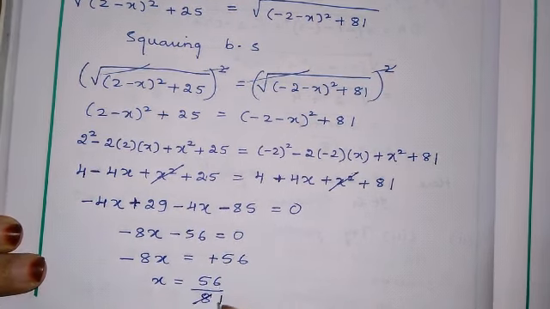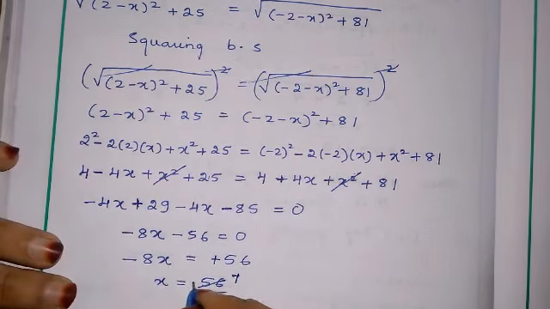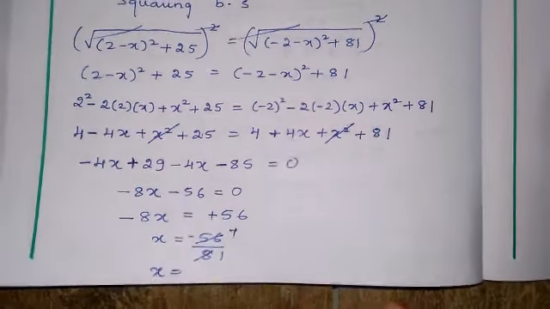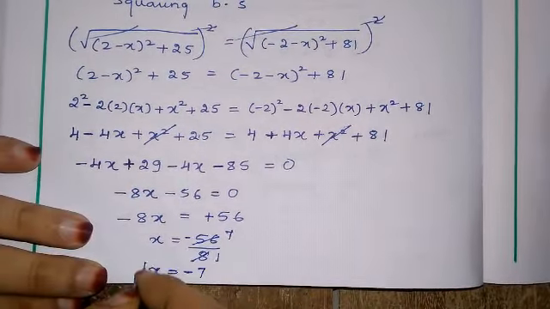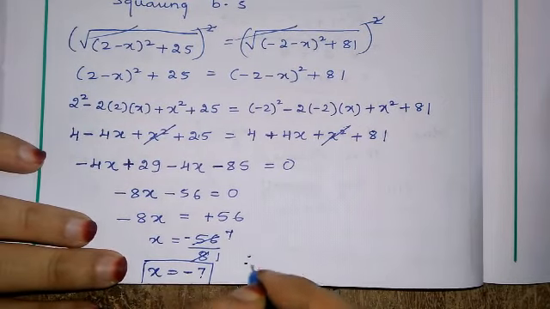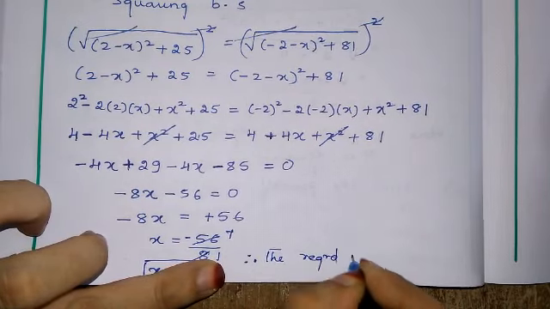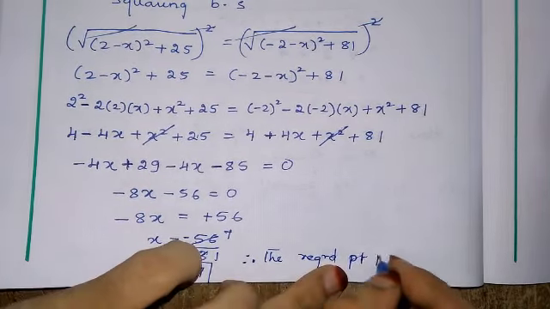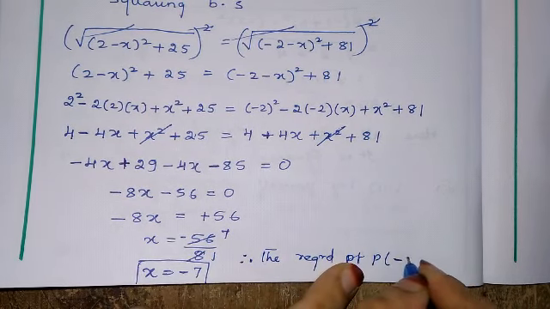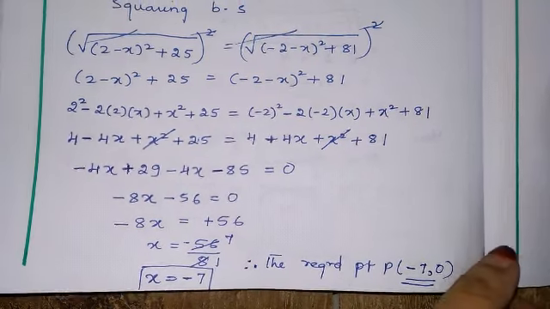8 1s are 8, 8 7s are 56, minus sign. X is equals to what we got? X is equals to minus 7. They have told to find the point. Therefore, the required point P is (x, 0), that is (minus 7, 0). This is the answer. Okay.